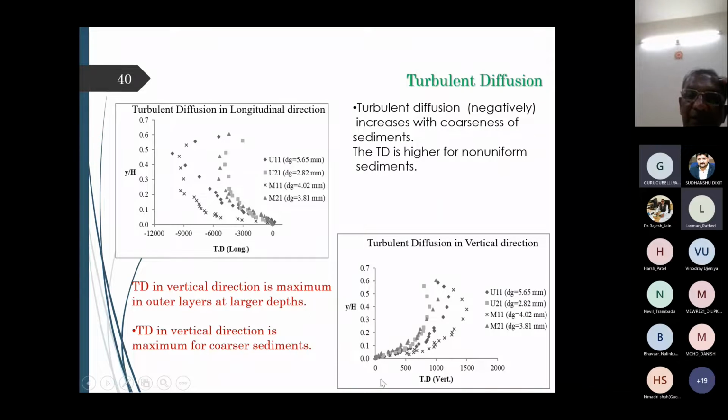And if you talk about this particular plot, this is the turbulent diffusion in the vertical direction. This is your plot for the coarser non-uniform sediment, and this is the finer one, the upper triangle, right? Turbulent diffusion in the vertical direction is maximum in the outer layer at larger depth, and it is maximum for coarser sediments. Two conclusions which we have drawn from this particular plot.